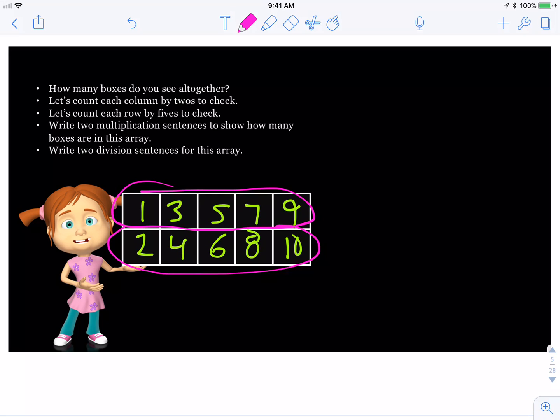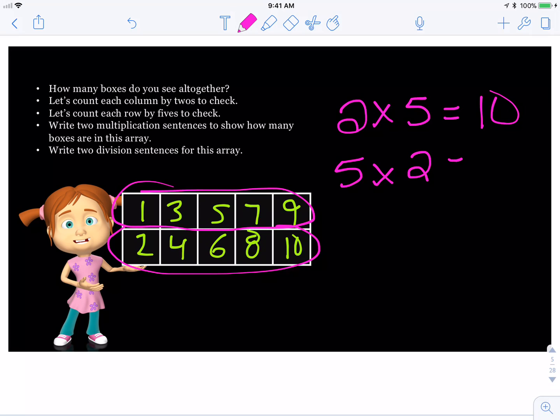Write 2 multiplication sentences to show how many boxes are in this array. Well, so we have 2 rows times how many in each row? How many boxes are in each row? 5 equals 10 boxes. We also have 5 columns. And how many are in each column? There's 2 in each column, and that equals 10 as well.